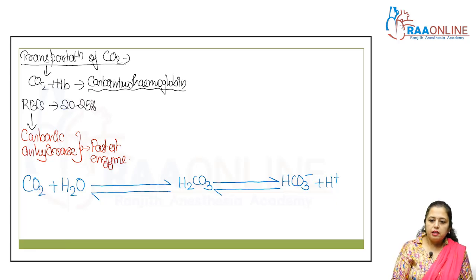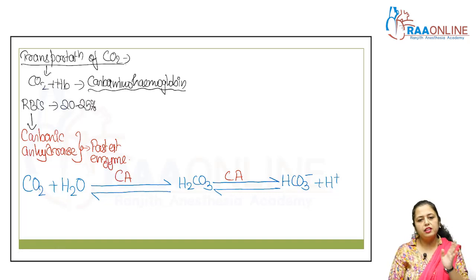Clear? Now what will happen? Why are these arrows like that? Because it is a reversible reaction, right? In presence of carbonic anhydrase, they both combine and split and form the bicarbonate and H ion. Now what will happen?